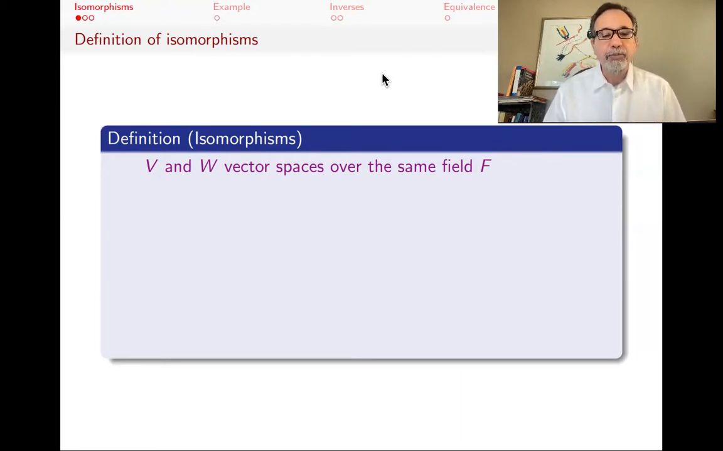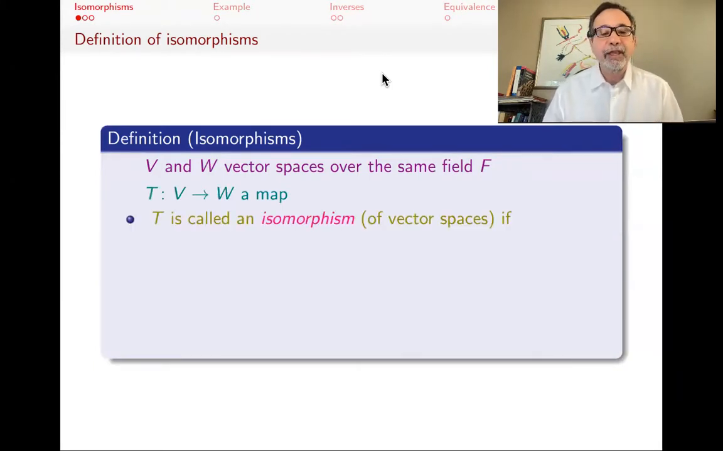So if you have two vector spaces, and if you have a function from one vector space to the other, then this function is called an isomorphism of vector spaces. We don't say of vector spaces in a linear algebra context because we know that's what we're talking about. But in algebra in general, there are other algebraic objects and they have their own isomorphisms. And in fact, in mathematics, almost any kind of object has an isomorphism. And so when it's not clear, we've got to say that we're talking about isomorphisms of vector spaces.